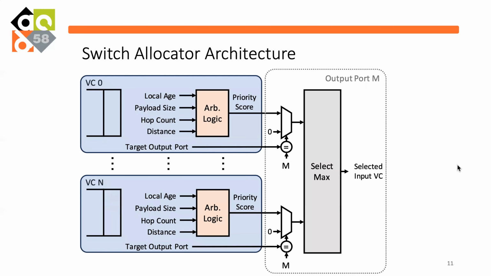This slide shows the architecture of our switch allocator. Each virtual channel has an arbiter that computes a priority score, and the packet with the highest score will be selected. We use local age, payload size, hop count, and distance as features to the arbiter. Notice that these features are also used in the HPCA paper I mentioned earlier. During training, we use a multi-layer perceptron to replace the arbiter. All the multi-layer perceptrons share the same weights.